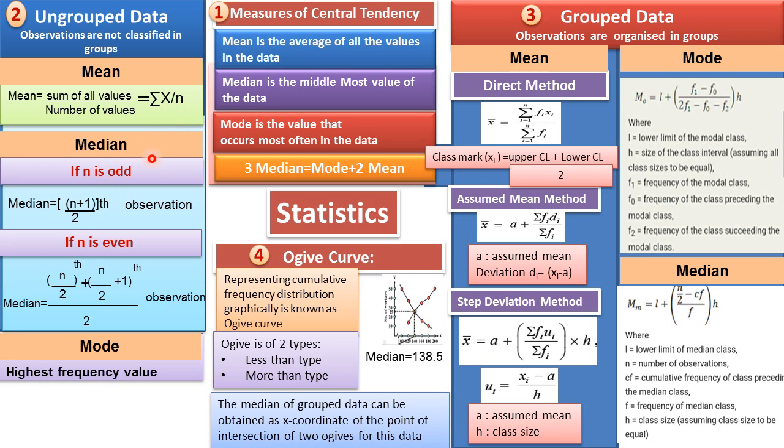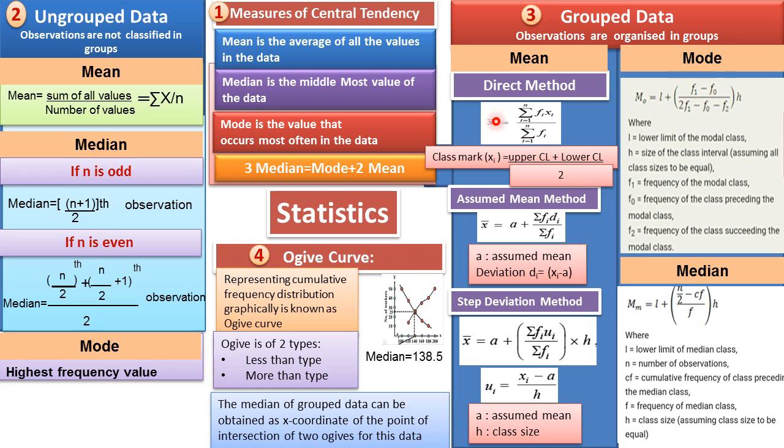Then median, the middlemost value, can be found as follows. If the total number of observations n is an odd number, then median is equal to the (n plus 1) by 2th observation. If n is even, then median is the mean of the n by 2th and (n by 2 plus 1)th observations, that is the n by 2th plus the (n by 2 plus 1)th observation divided by 2. Mode is the highest frequency value.